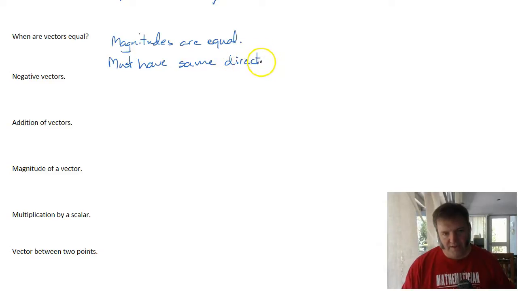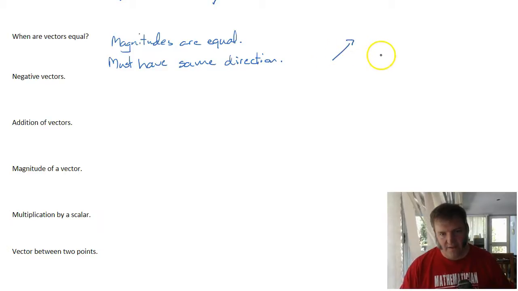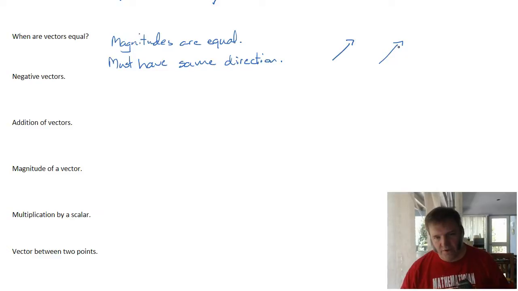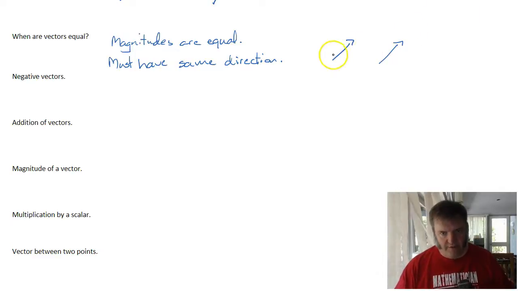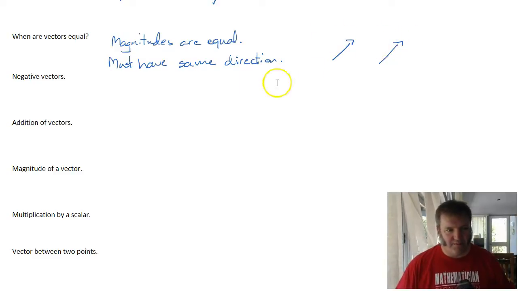What they do not need to have is the same location. So these two vectors would be equal, assuming that I've drawn them perfectly equal in length. Looks like the second one was marginally longer, but you get the idea. So long as they have the same direction, same length, they are equal vectors, whether or not they are in a different location in the plane.